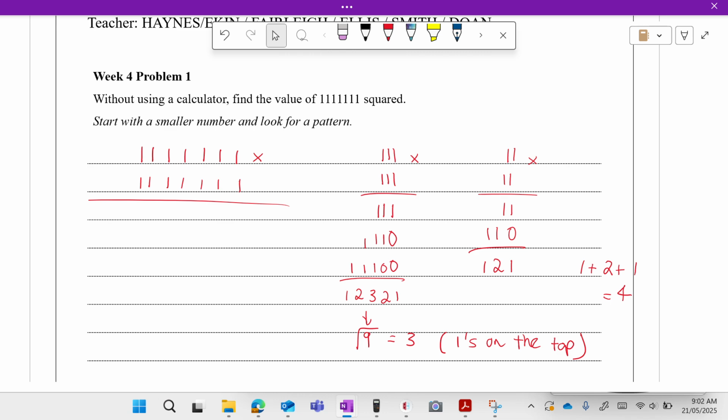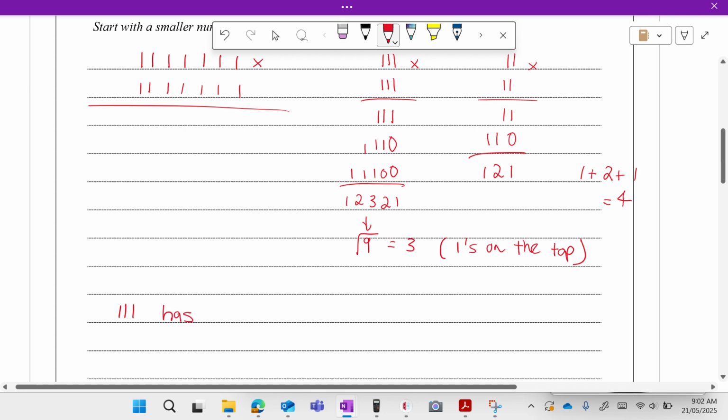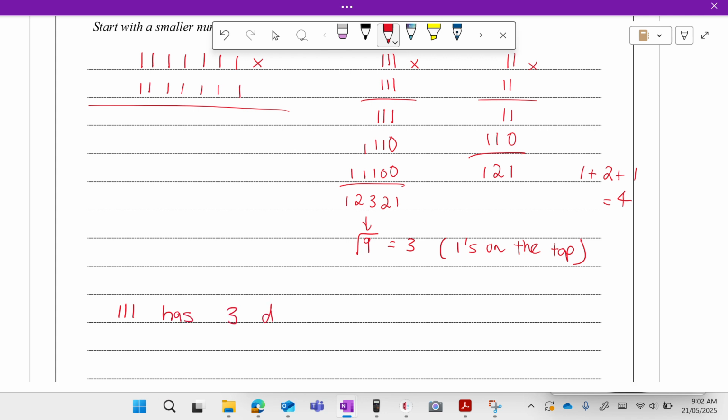Right. So we noticed that 111 has how many digits? 3 digits. And 111 squared, which we figured out was 12321, has how many digits? 5 digits. So should we be writing this down as you write it? Yes, the kids should know by now that anything I'm saying, they should be writing.